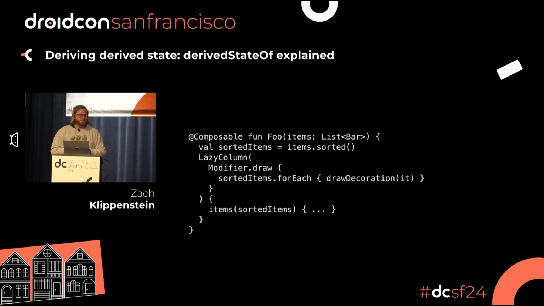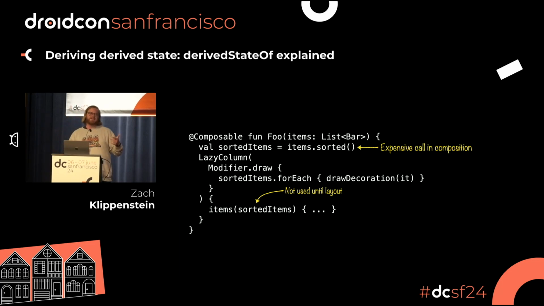Third example. We've got a lazy column here with some items. And we want to sort the items before we display them. So we're going to call this expensive sorted method. This could be a long list, so sorting could take a while. But we're not actually going to use the result until layout. The item provider lambda that you pass the lazy column isn't actually called until the layout phase. So we don't actually need to do this sort in composition. But the way this code is written, that's what's going to happen.